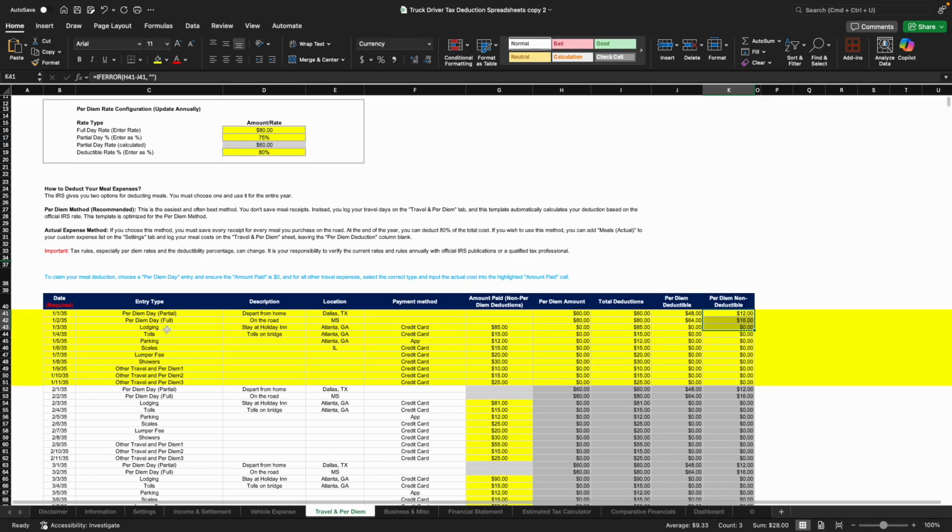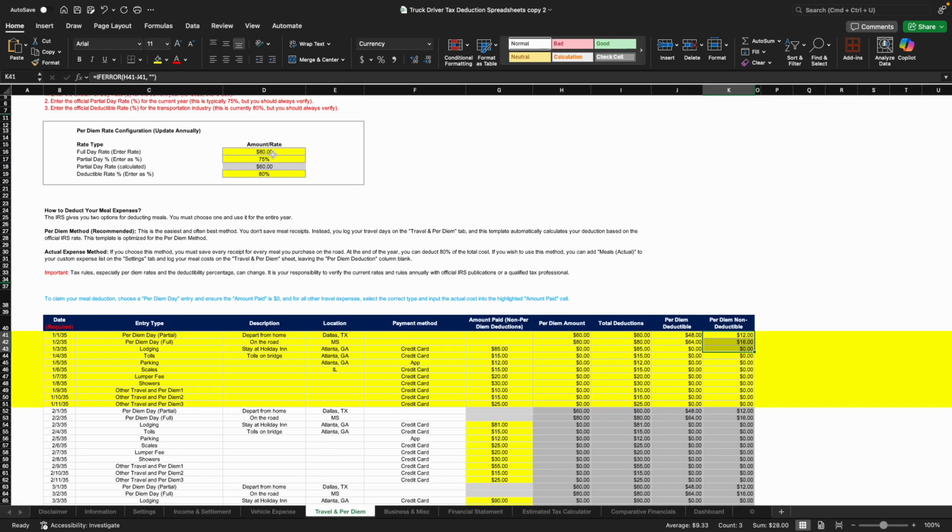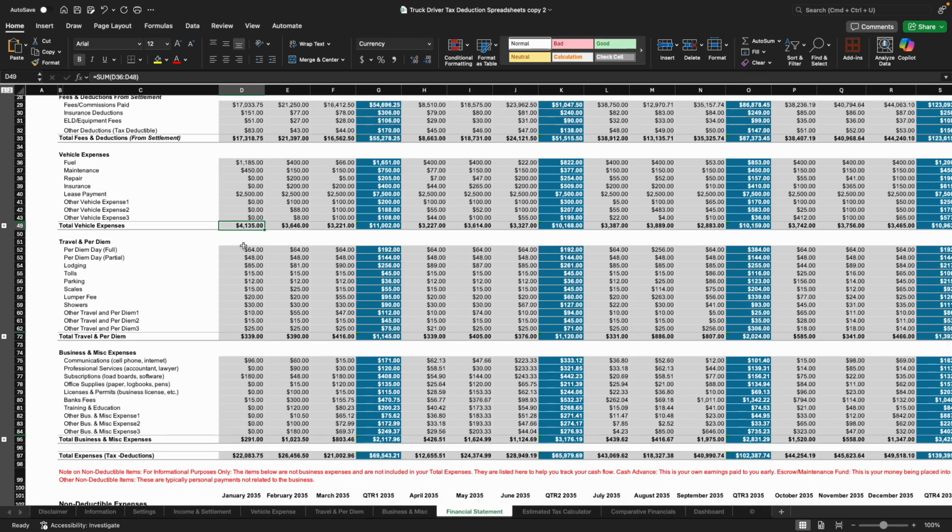As you can see with per diem, you get $80 a day for a full day rate, and a partial day rate is $60. And then for your deduction, the IRS says that you can only deduct 80% of those values. So for example, for a partial per diem, the value is $60, but you can only deduct 80% of it. That means you can only deduct $48, and the other $12 is non-deductible. So as you can see here, for per diem, the deductible is only $112. So that's why here it pulls over 112, right?